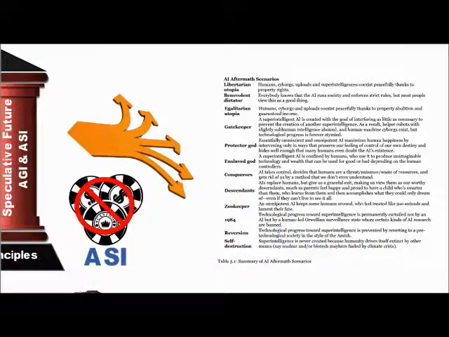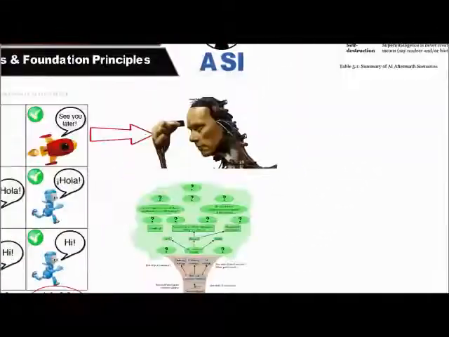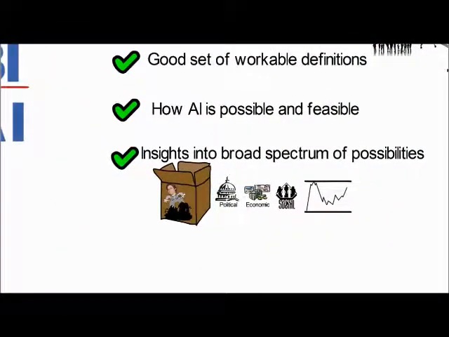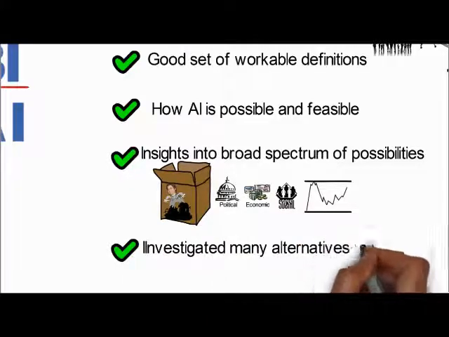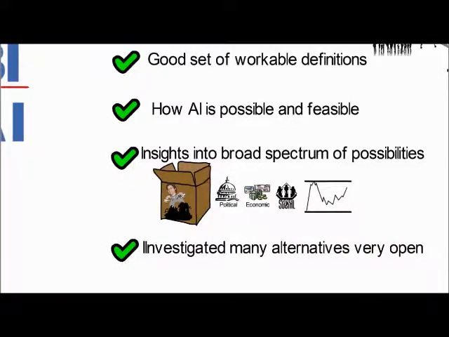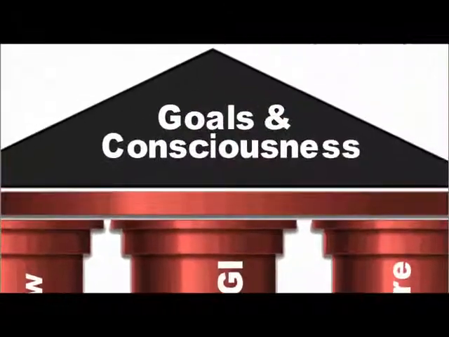But he really touches upon most of the items we could think of. When he gets to ASI, he says all bets are off. And I think that's pretty accurate. That's what everybody else is telling us about ASI. So he did a good job of investigating many of the alternatives, and he was very open in a lot of his discussion.